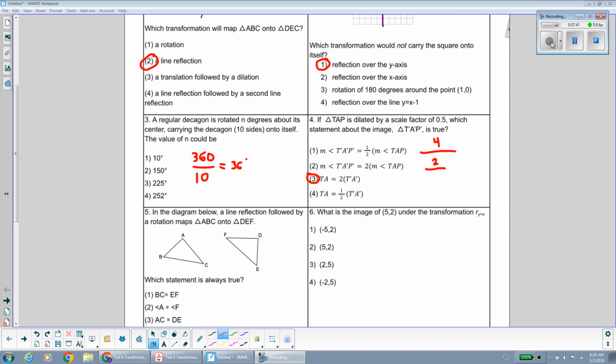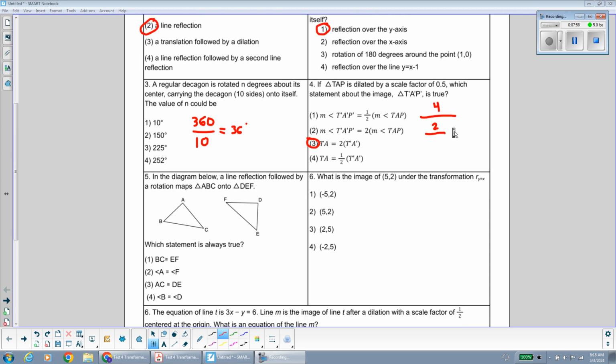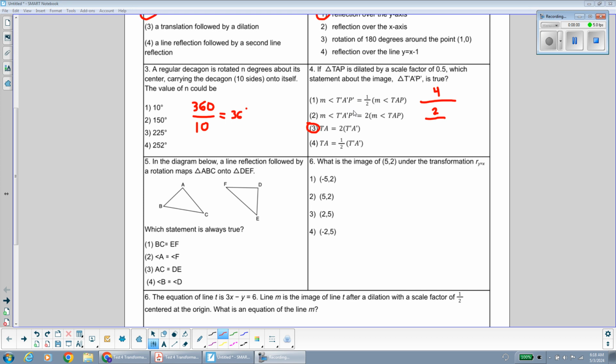The other 3 transformations, rotation, reflection, and translation, make congruent figures that have the same sides and the same angles. But dilations do not change angle measurement. Similar triangles have congruent angle measurements. And that's why 1 and 2 are incorrect. Nothing's happening to the angles. They're remaining the same.